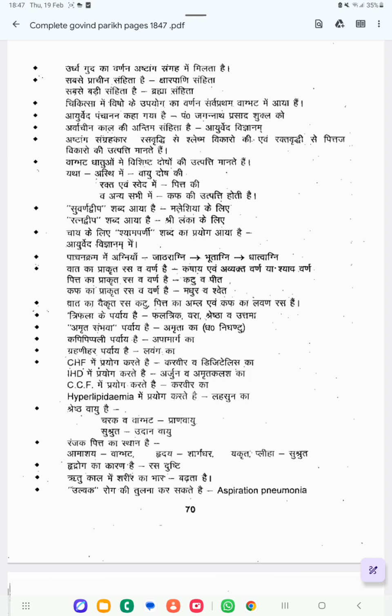Then Ulbaka Roga, which we can correlate with aspiration pneumonia. Ulbaka Roga is a neonatal condition. After the delivery of the baby, the baby aspirates amniotic fluid and it gets obstructed in the throat area. Due to that, the baby suffers breathing difficulty. That type of condition is called Ulbaka Roga. So in modern terms, we can correlate it with aspiration pneumonia.